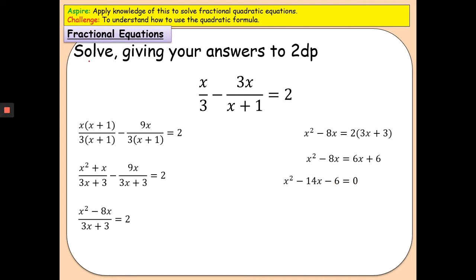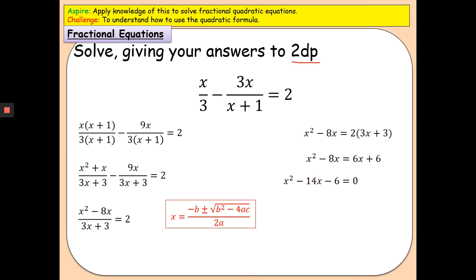Because the question is giving you answers to 2 decimal places, we're going to have to use the quadratic formula. So just to remind you, that's the quadratic formula there, where a is the number in front of x squared, in this case, which is 1. b is the number in front of x, or coefficient of x, which is minus 14. And c is the number at the end, which is minus 6.